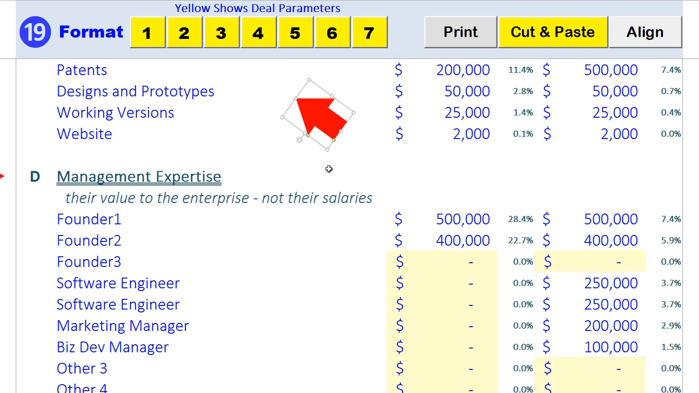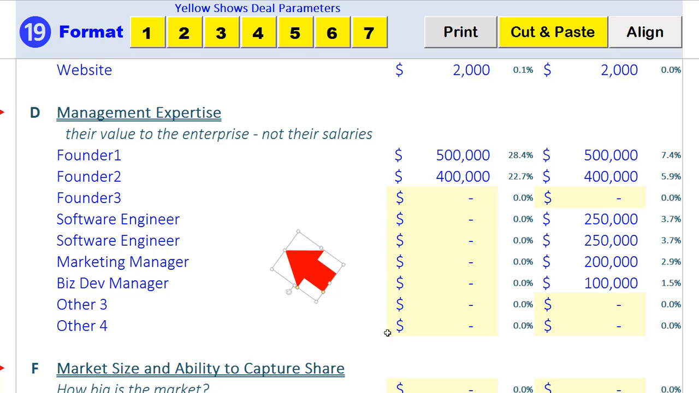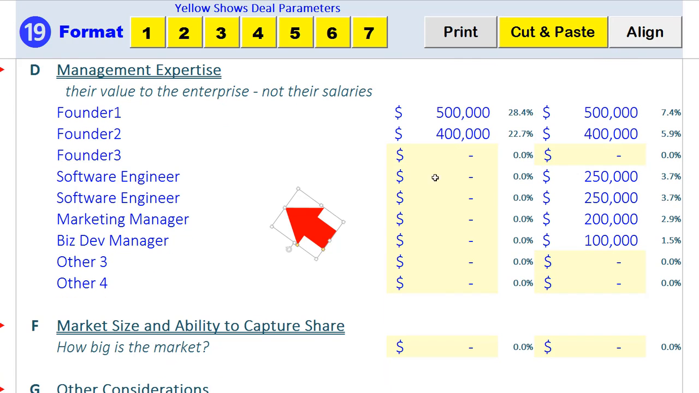Let's scroll up and let's look at management expertise. Now, management expertise, again, is an intangible. These are not salaries. These are what you think the founder is worth to the company. Some people have inflated views and they say, oh, I'm worth $28 million. Well, if you were Bill Gates or Mark Zuckerberg or one of these hotshot guys, Elon Musk, you could be worth $1 billion to a company, but you're not yet, not until you prove it, so keep it reasonable.